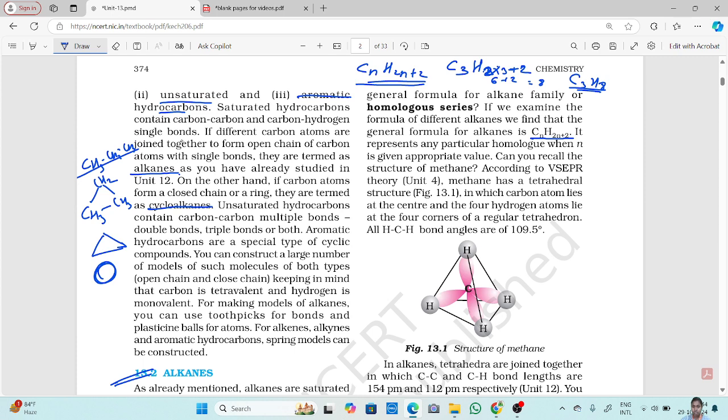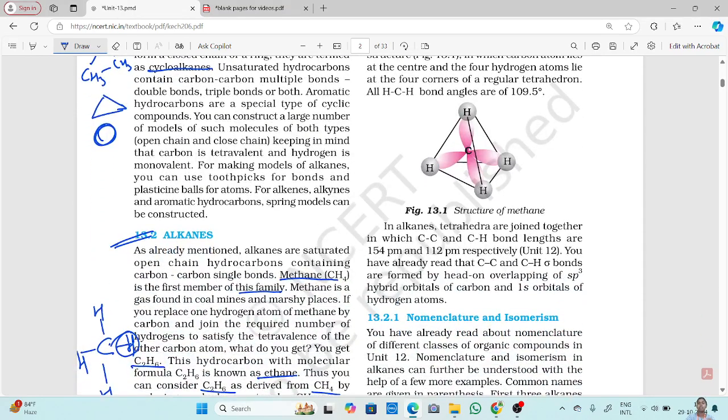Now according to VSEPR theory we have learned in previous videos, methane has a tetrahedral structure in which the carbon atom lies at the center and the 4 hydrogen atoms lie at the 4 corners of the regular tetrahedron. So from VSEPR theory we have learned about the shapes, structure and geometry of compounds, right? So according to VSEPR theory, for methane you have carbon at the center and 4 hydrogens present at the 4 corners, so it forms a tetrahedral structure.